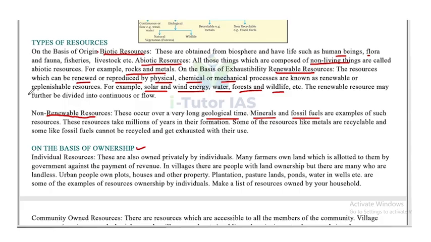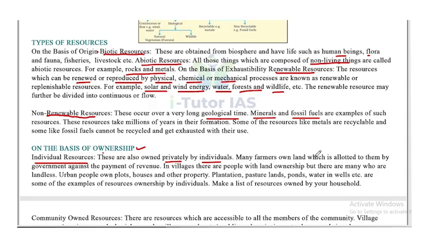So first we discussed the basis of origin. Then the second one, on the basis of exhaustibility, that is renewable and non-renewable. Now on the basis of ownership. First one is individual resources. These are owned privately by individuals. So these are owned by individuals.